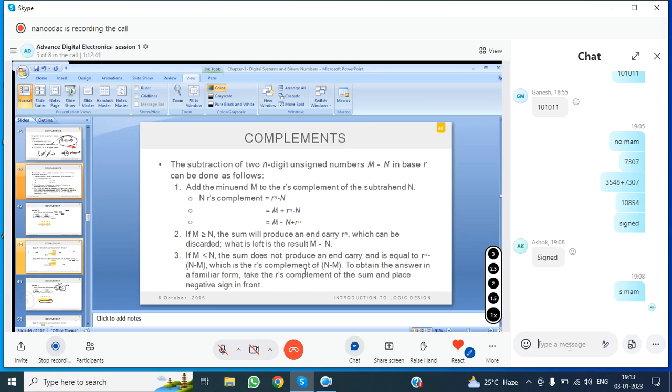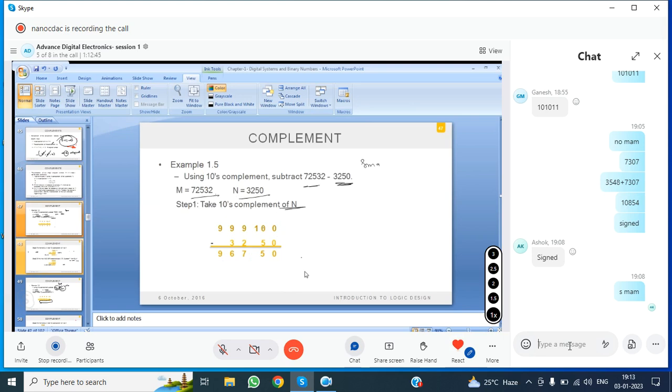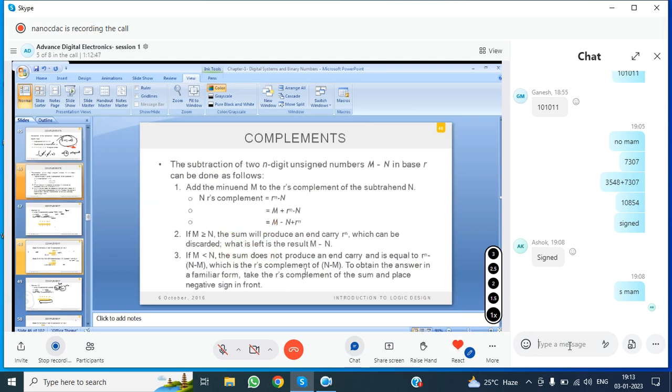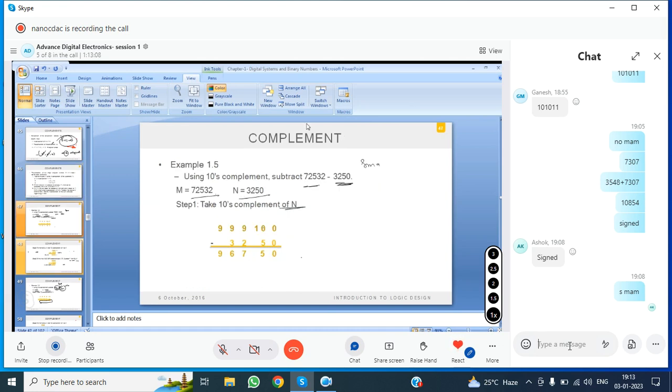So these are some rules actually, you can go through them. See here, subtraction of 2 n-digit unsigned numbers M minus N in base r can be done as follows: add the minuend M to the r's complement of the subtrahend N. So these are all the rules, for M greater than N, and M less than N. I have shown all of these in the slides.